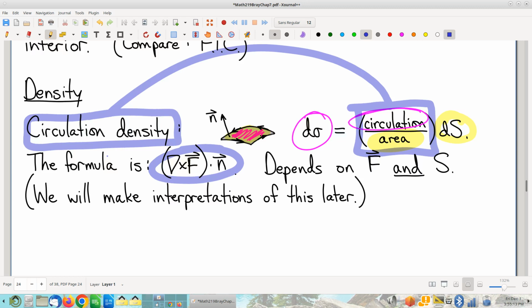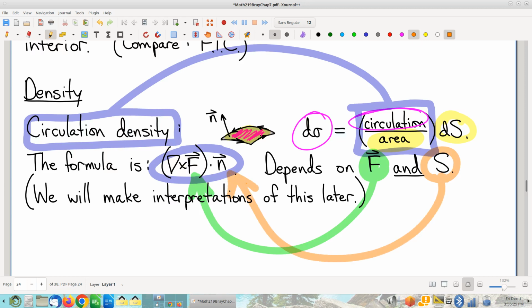But look at this creepy weirdness. This circulation density depends on the vector field, and it depends on the orientation of the surface. We did not see this with Gauss's divergence theorem. We did not see this with Green's theorem. Likewise, you don't see this with the fundamental theorem of calculus. The densities are just functions of the quantities in question. End of story. The orientation doesn't matter.